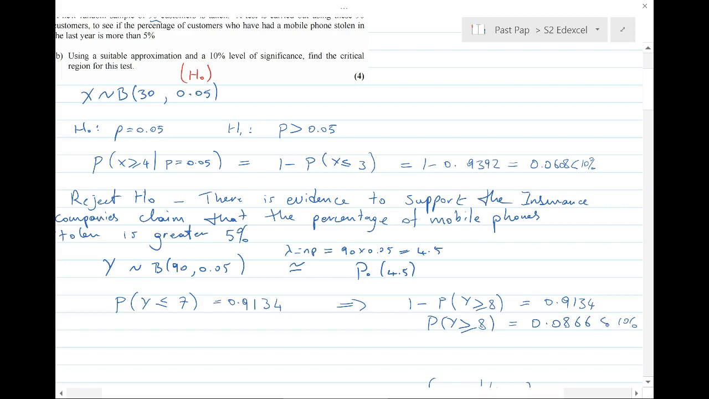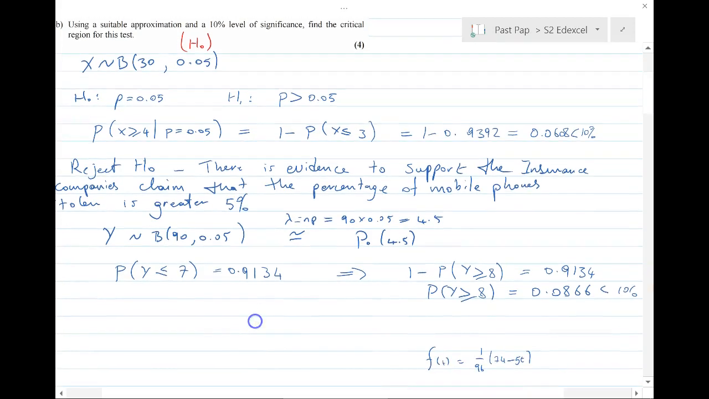And if we went for the one below that, the probability that y is less than or equal to 6, we get a number here which is less than 90, which makes the thing over 10%, so it's not in our critical region. So our critical region, therefore, is that y is greater than or equal to 8, with y being obviously a whole number. Okay, so that's first question done.